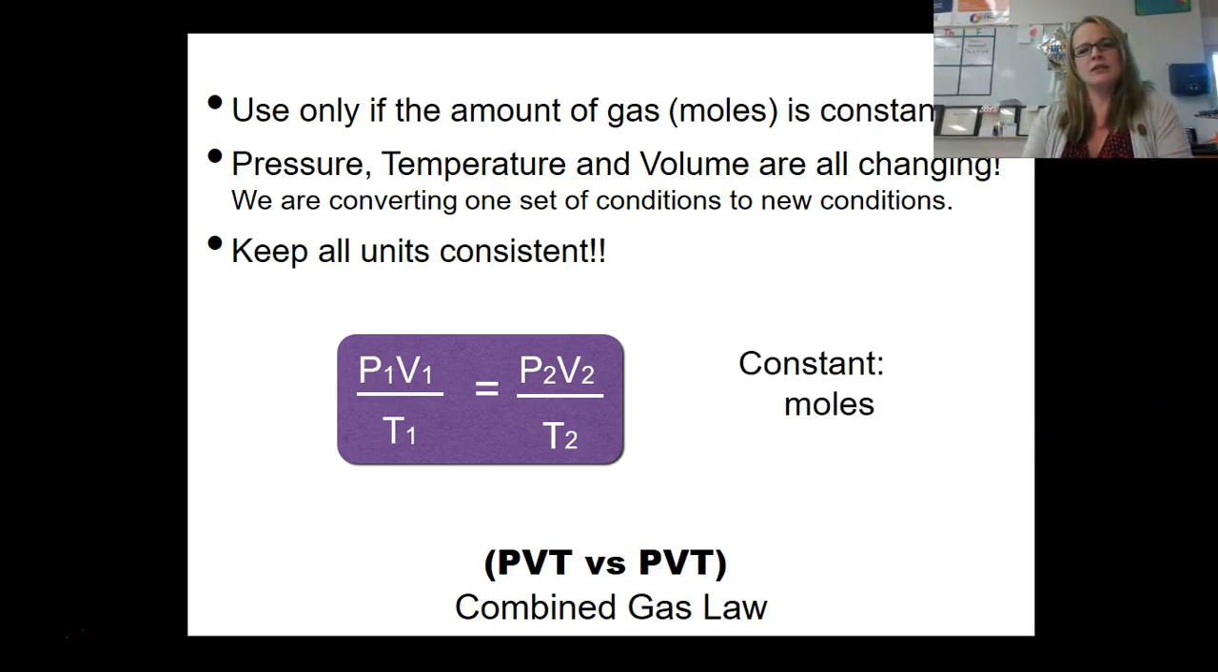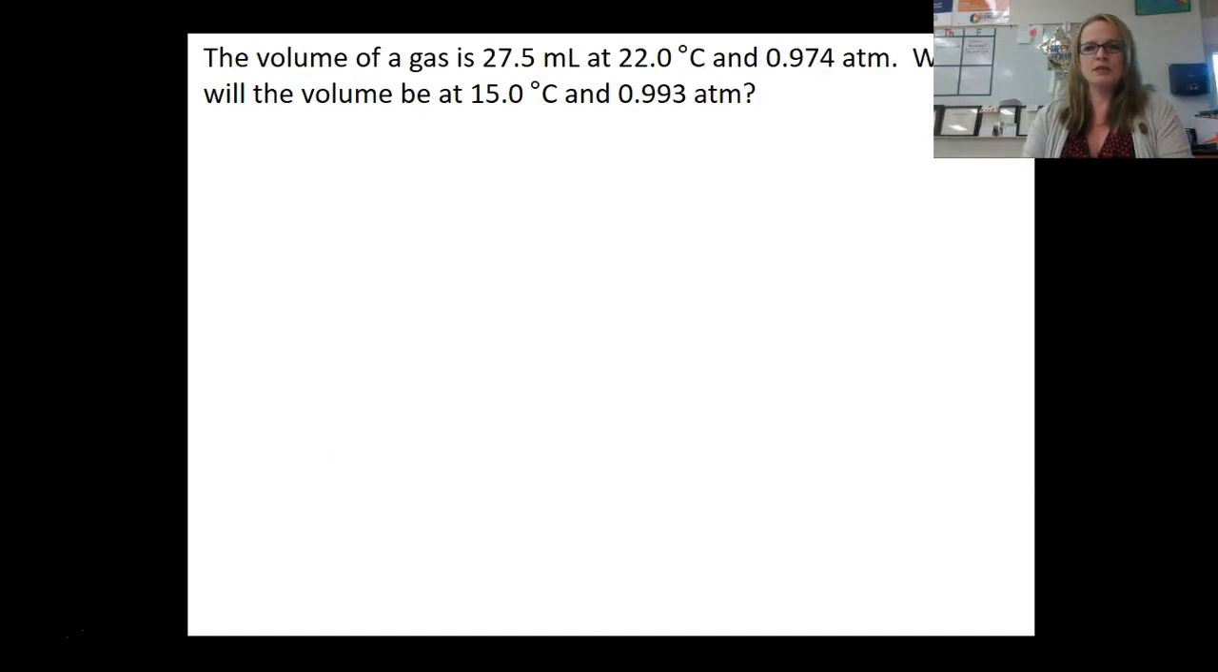And our constant is our moles. So let's do this problem. This is in your notes. The volume of a gas is 27.5 milliliters at 22 degrees Celsius and 0.974 atmospheres. What will the volume be at 15 degrees Celsius and 0.993 atm?